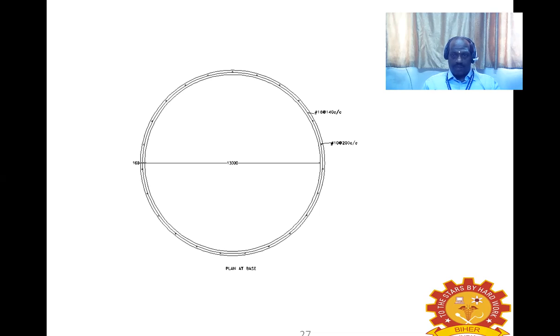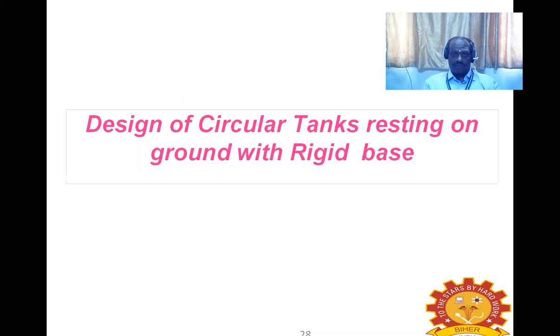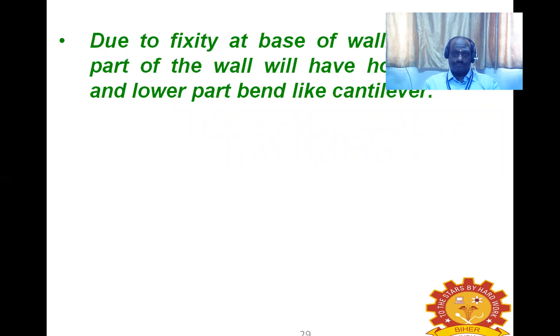So the plan gives the detail of your reinforcement also, along with the vertical reinforcement or the distribution reinforcement. With that, our circular tank with flexible base is completed. Next case, when the same circular shape of the tank is resting on the ground, but the joint is rigid.